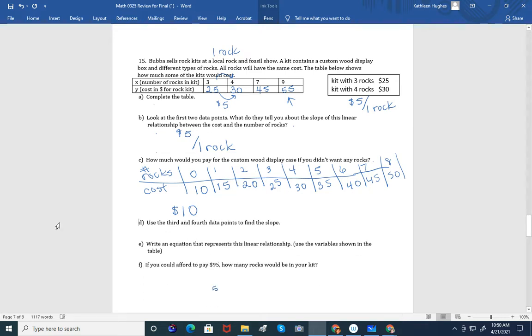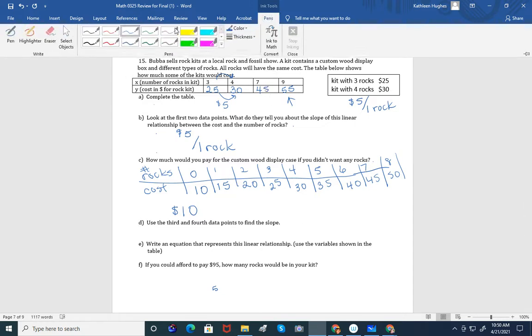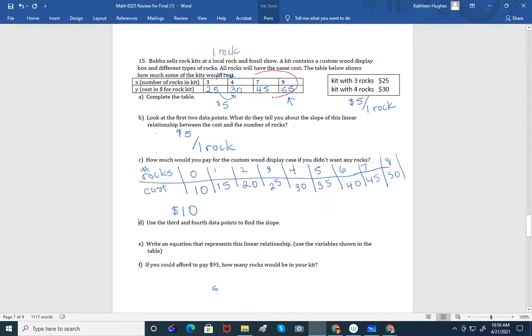It says use the 3rd and the 4th data points to find the slope. I assume they're talking about up here. Here's our 3rd and 4th data points that they gave us. They gave us 4 data points. If we use this, remember, slope is change in y over change in x. The y went from 45 to 55. That's a change of $10. The x went from 7 rocks to 9 rocks. That's a change of 2 rocks. And that gives us that same $5 per rock. It does not matter whether you use the first 2 points, which was really obvious, or whether you use later rocks.